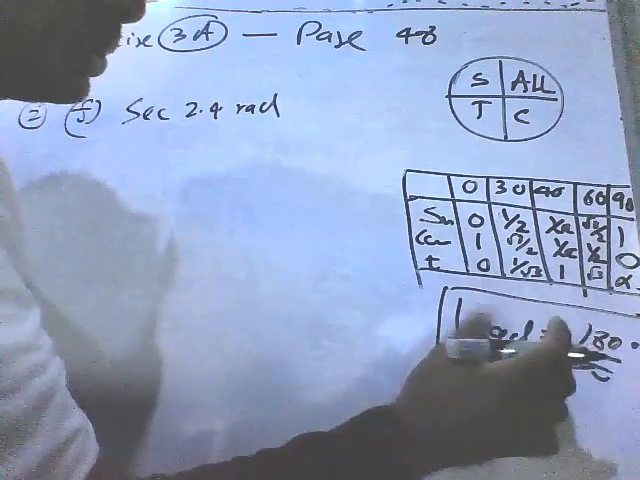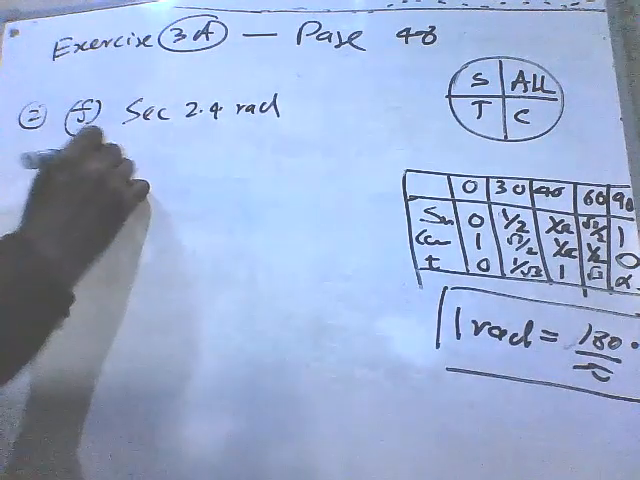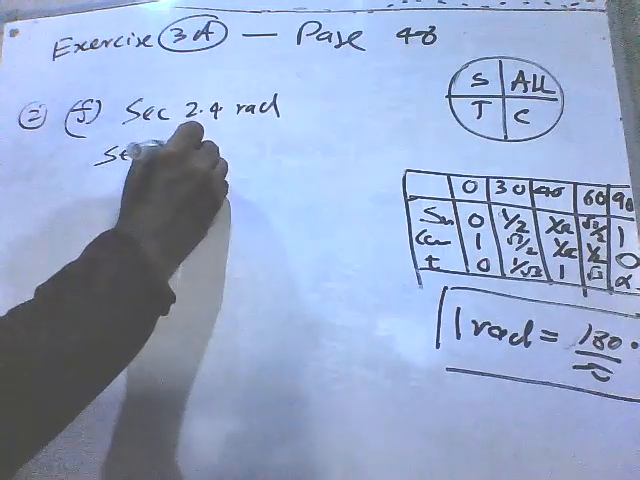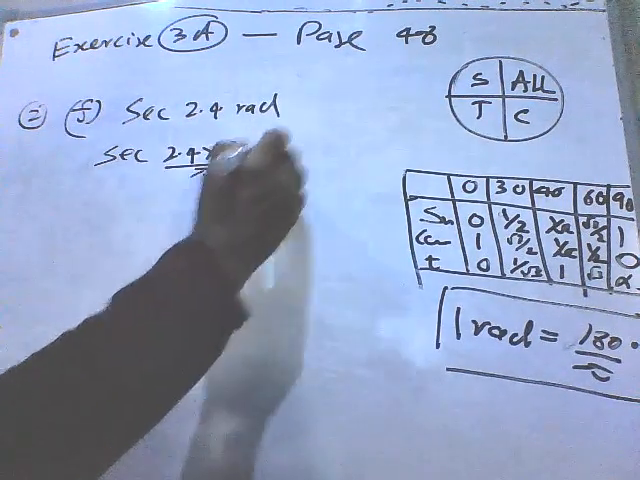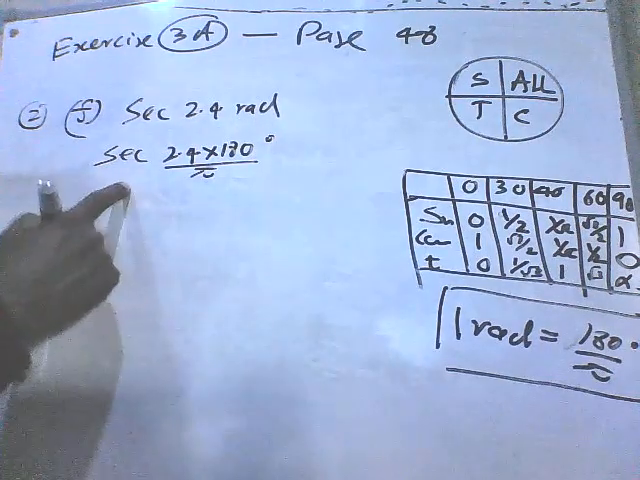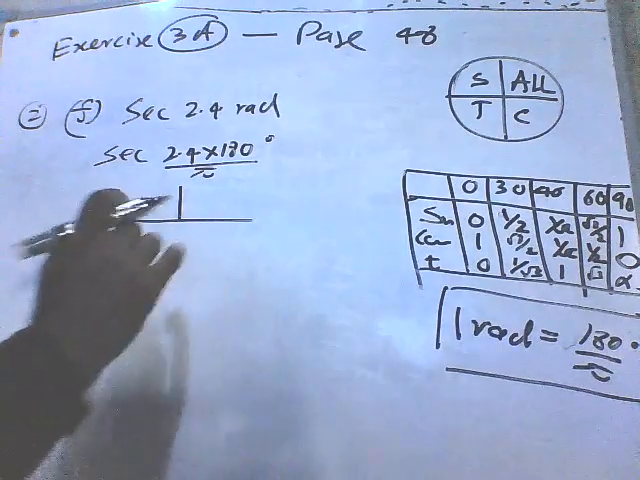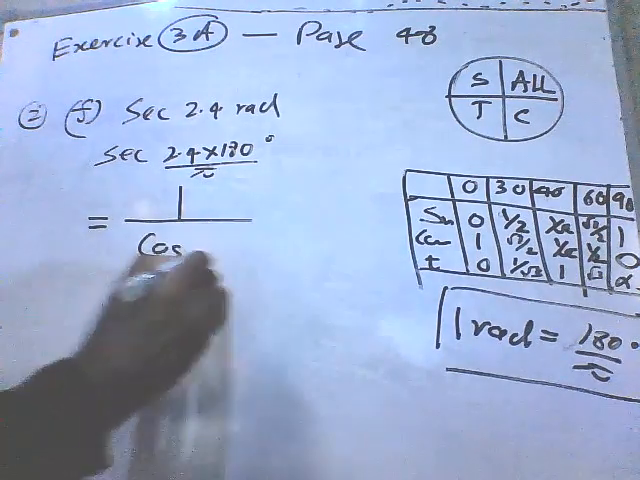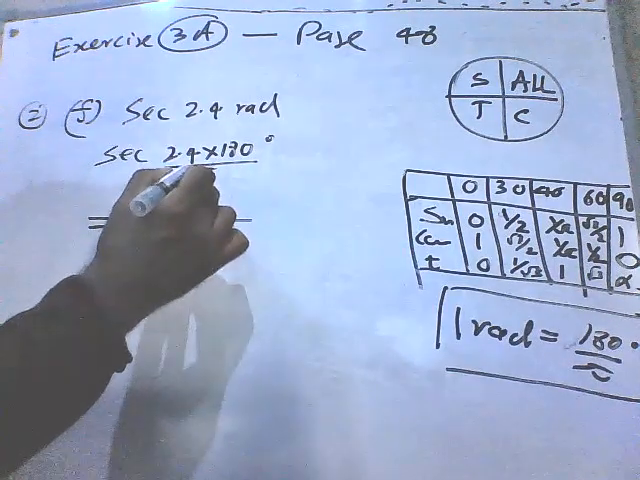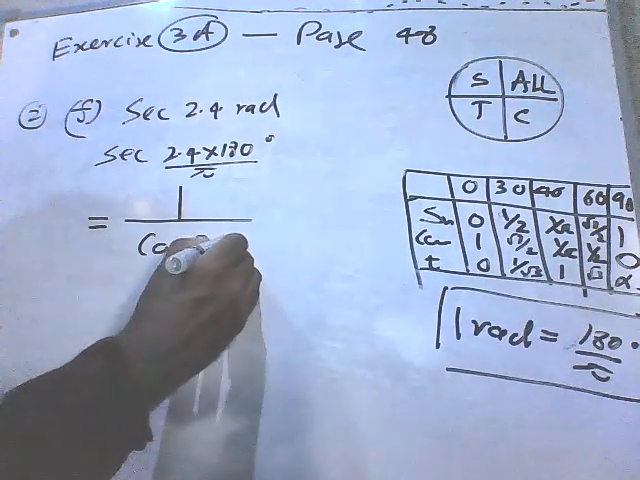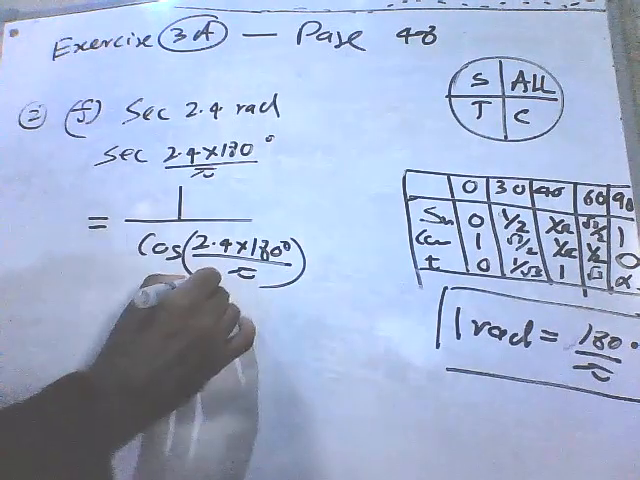If you use this equation, now here 2.4, then we can write sec of 2.4 times 180 over pi degrees. Then it is sec, and we have to turn that into our basic one, 1 over cos. No need to calculate it separately and put it in straight away. You can put it in the calculator: 2.4 times 180 over pi.